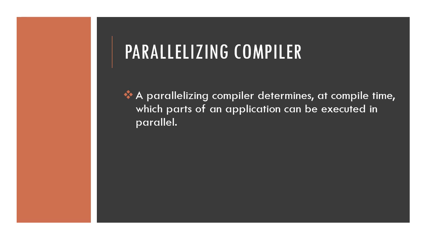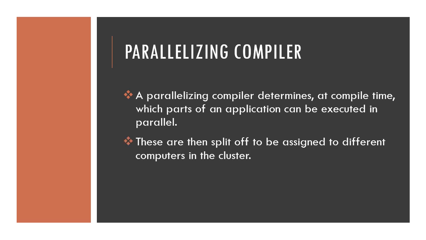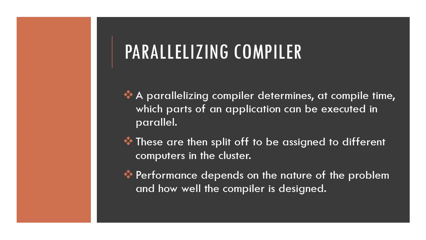Remember, data dependencies occur when the output of one function becomes the input to another function. So if the compiler can identify functions which are not data dependent upon each other, then those functions can be executed in parallel. These are then split off to be assigned to different computers in the cluster. Performance depends on the nature of the problem and how well the compiler is designed. Some problems are inherently parallel. They can be broken into many different pieces, and those pieces don't have any data dependency.